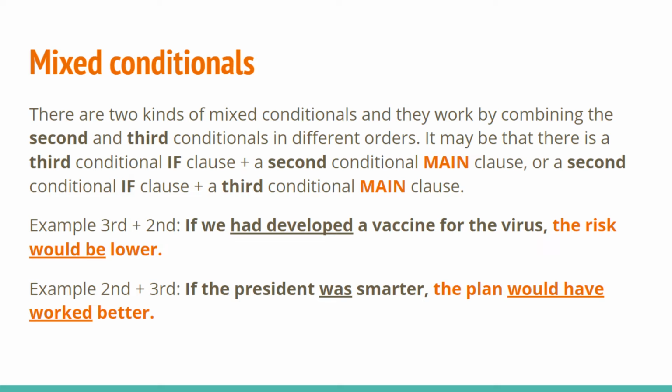It may be that there is a third conditional if clause plus a second conditional main clause, or a second conditional if clause plus a third conditional main clause. In this first example, it's a third conditional if clause plus a second conditional main clause. If we had developed a vaccine for the virus, the risk would be lower.